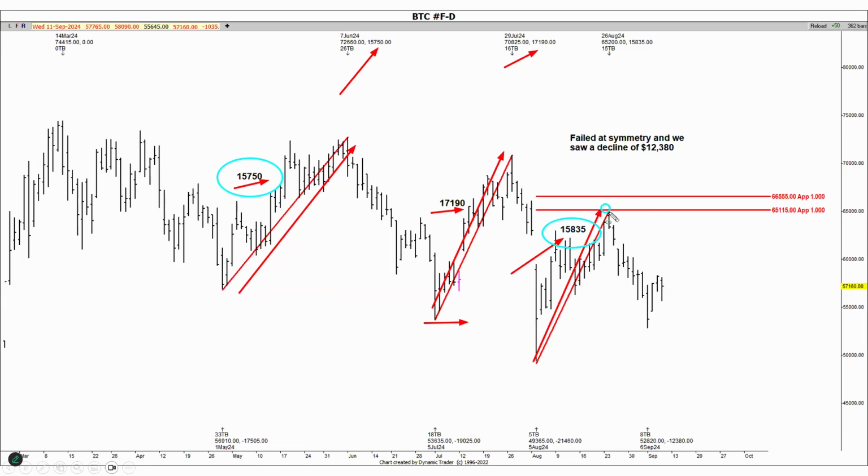And you can see that the first area is what held. It reversed, and we did see a decline of 12,380 off of that simple resistance. Now, in this case, obviously there was click, click here, projected from here, click, click here, projected from here. Okay.